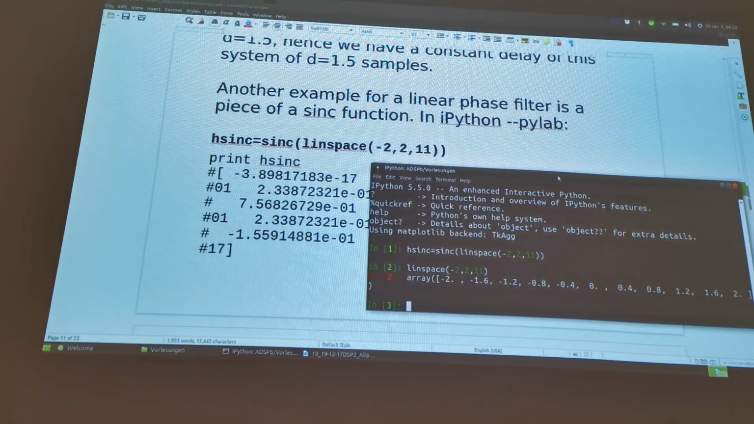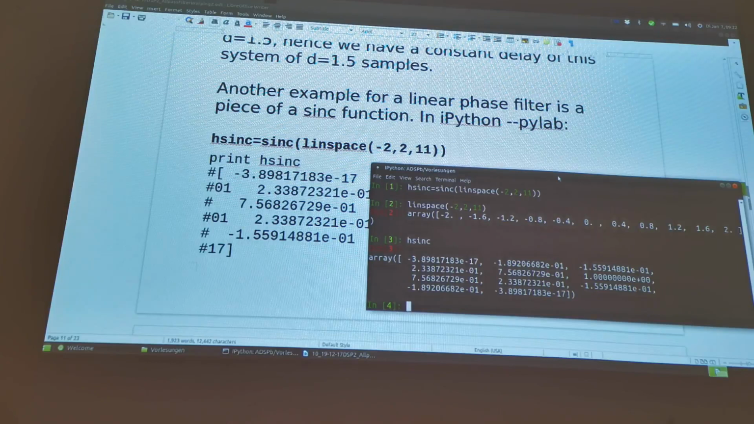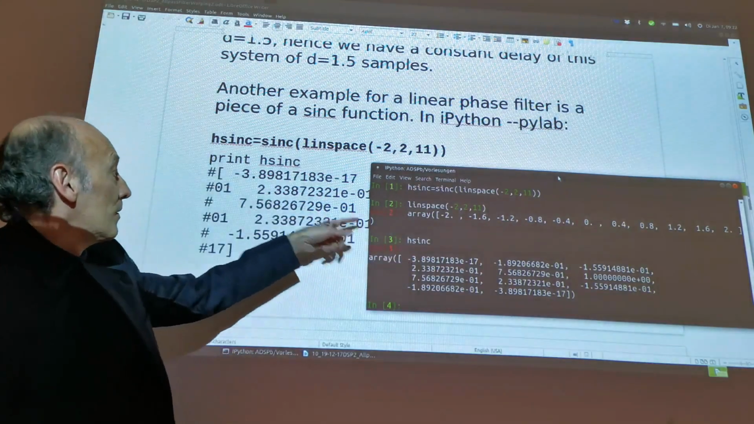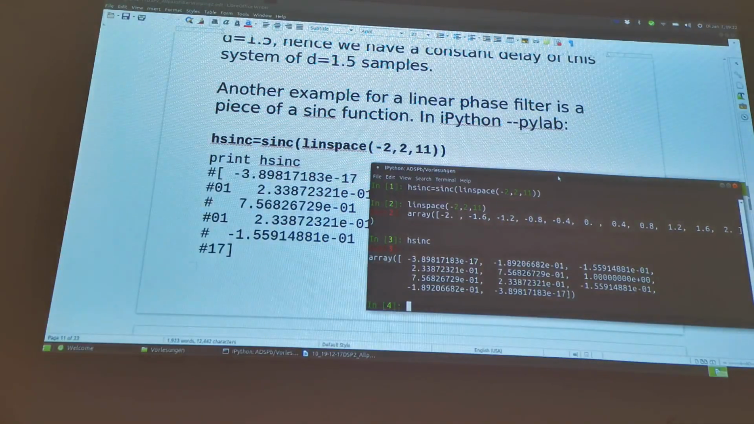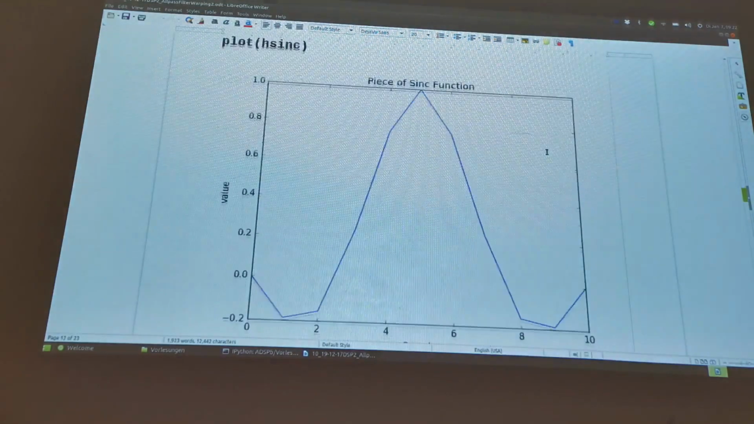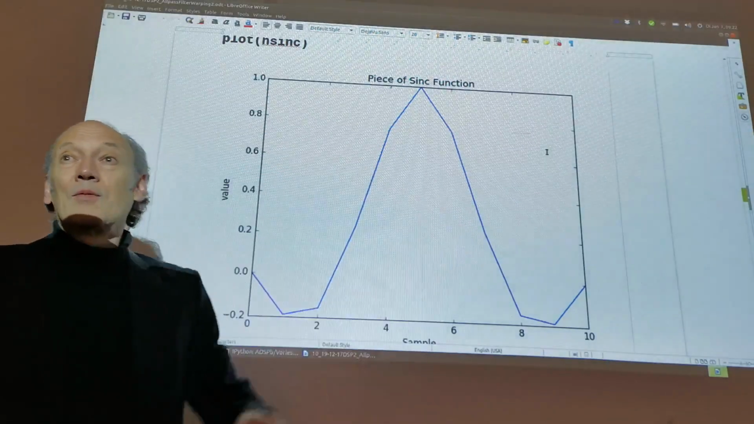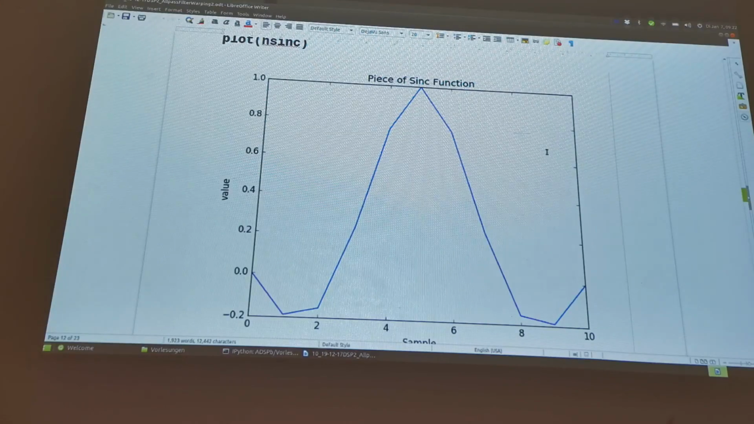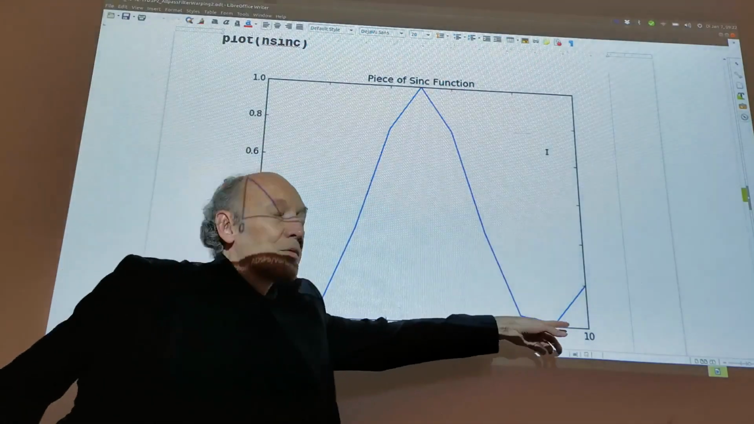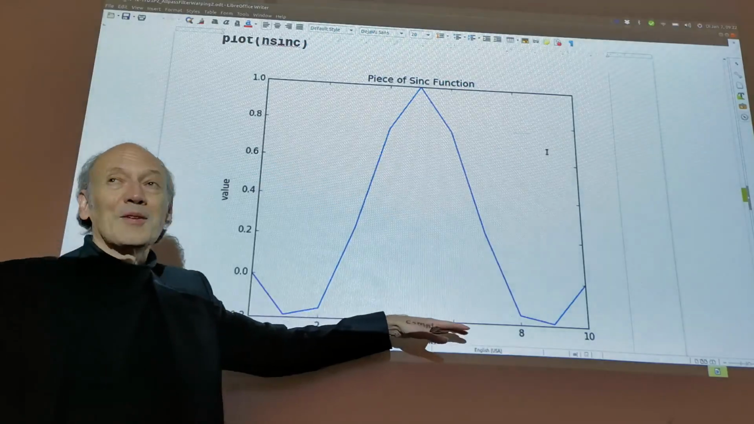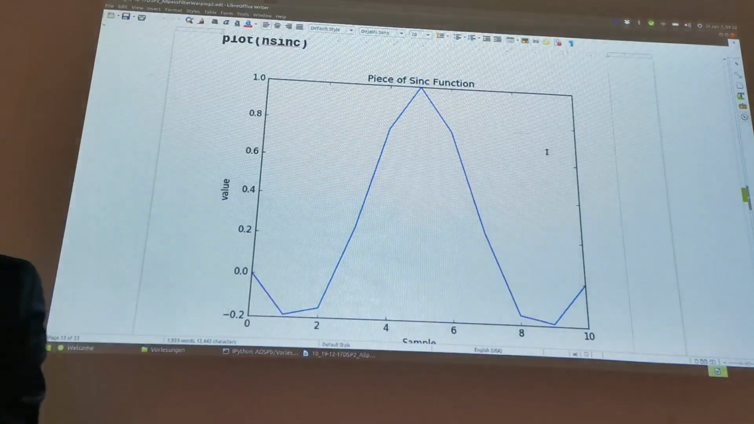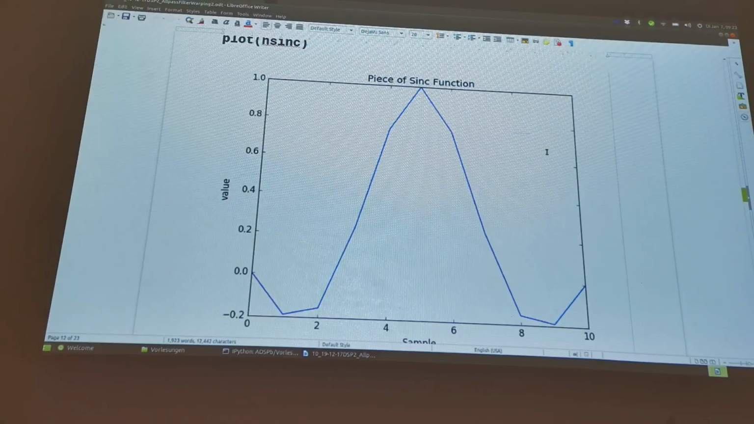So hsinc is then just the sinc function of those numbers. Here you can see the resulting numbers. This is exactly what you can see here. So here's the sinc function from those numbers. It's basically a windowed sinc function. Then we can plot it, and this is what we get. It should look familiar to you. It's simply the center of the sinc function between -2 and 2. This is -2, and this is +2. You just have a different x-axis because this is now denominating the samples. So it's not showing the x values, but the sample number.